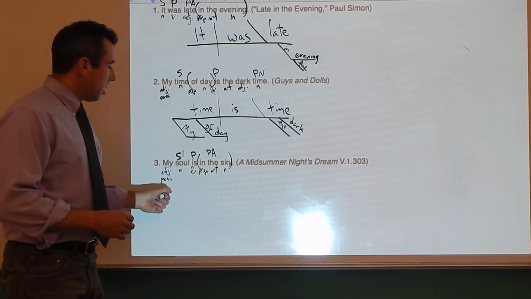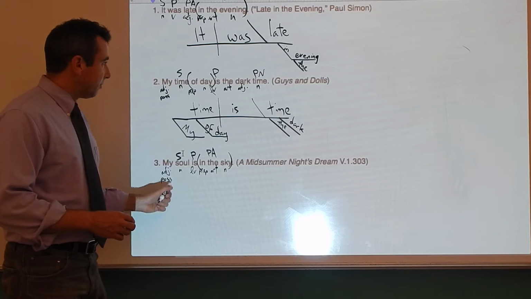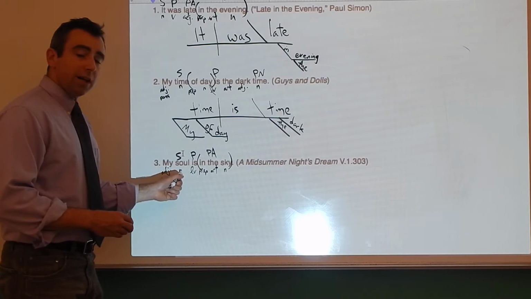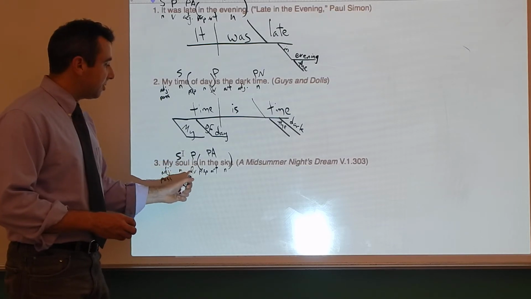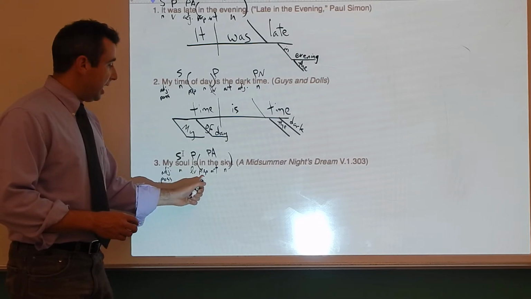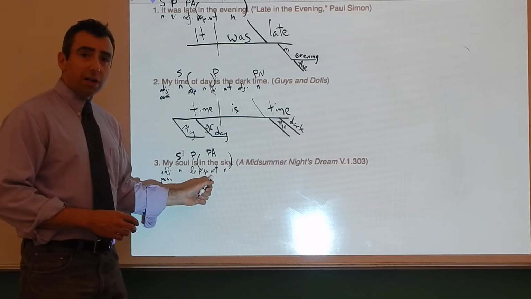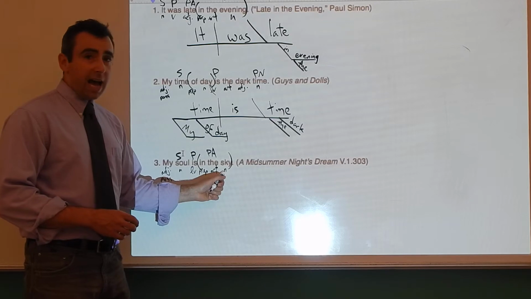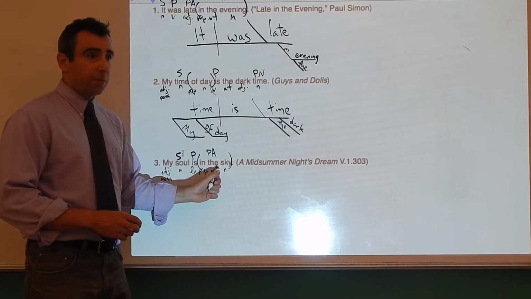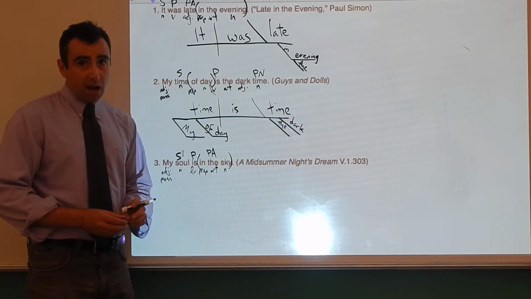Okay. My is a possessive adjective, just like it was before. Soul is a noun, that's the subject of the sentence. Is is the predicate, that's a linking verb. In is a preposition. The is an article. Sky is the noun, that's the object of the preposition. Okay, please set up the main line for yourself.